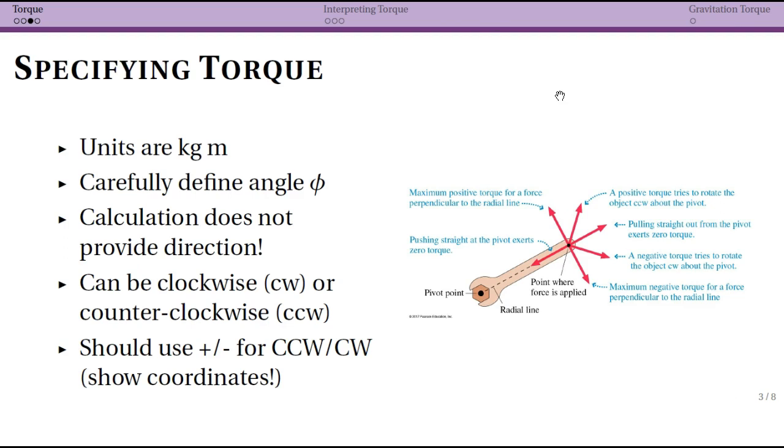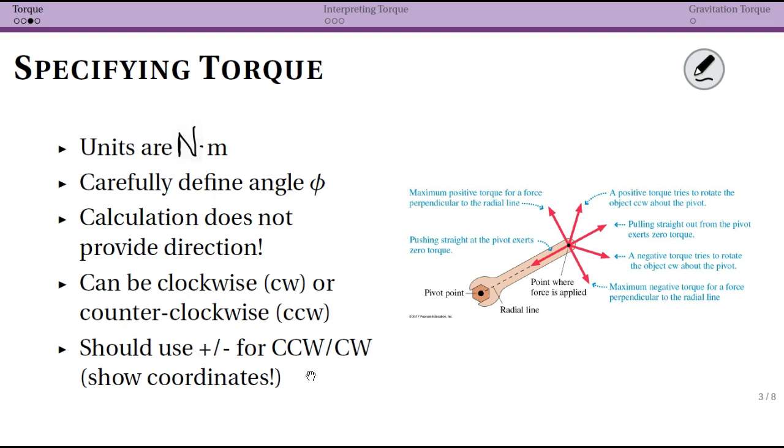So if we want to specify torque, we need to know a few things. One, the units are a Newton times a meter. There was a mistake here earlier. What's important to note is that a Newton times a meter earlier was a joule, but in this case it's not a joule. So it's never correct to refer to a torque in units of joules, but the units are newtons times meters. So again, carefully define the angle phi, and we'll go through a little bit how to do that, but something that I want to point out is that the calculation itself is not going to provide the direction of your torque. The direction of torque can be clockwise or counterclockwise, and typically we use positive or negative.